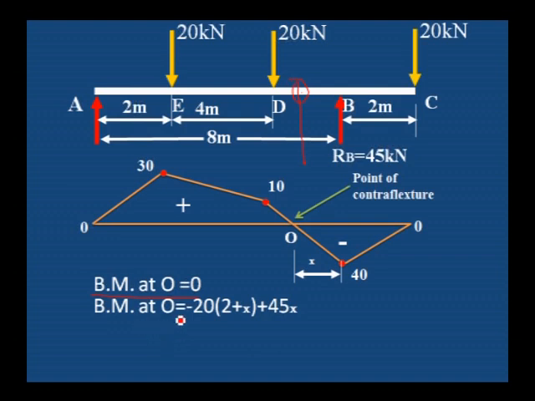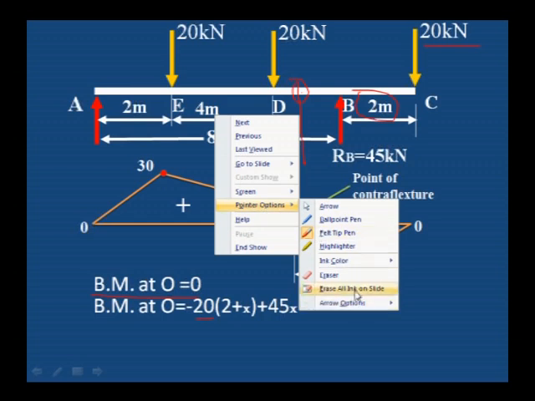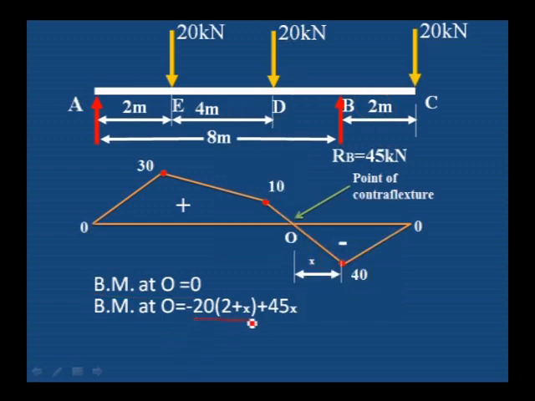Bending moment at O point: what are the loads acting at the right side of the O point? One is 20 kilonewton, and its distance to the O point is 2 meter plus x, so 20 into (2 plus x). One more load is acting, 45 kilonewton, into distance x, the O point distance. So minus 45 into x, because it is an anticlockwise moment, and 20 into (2 plus x) is the clockwise moment.